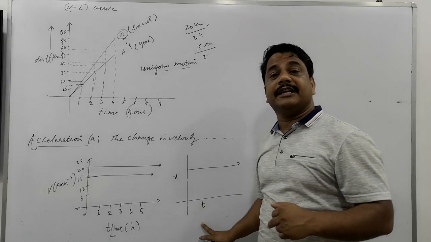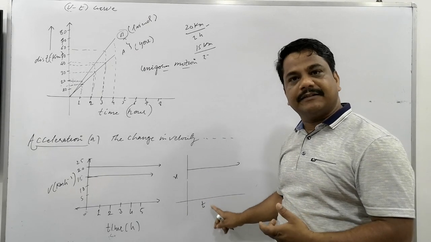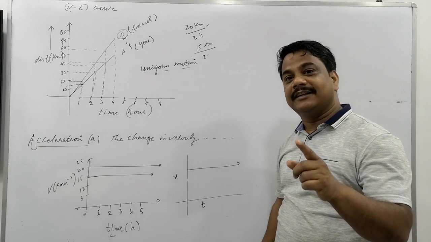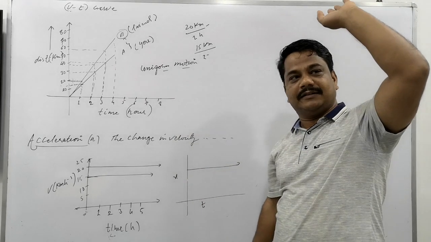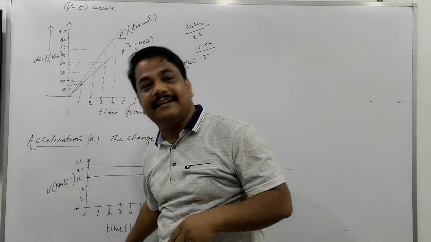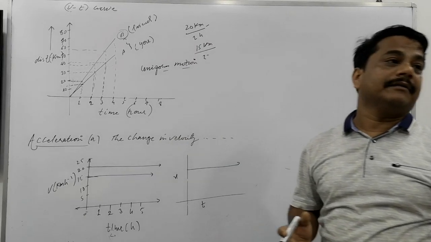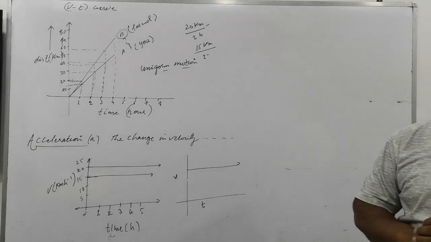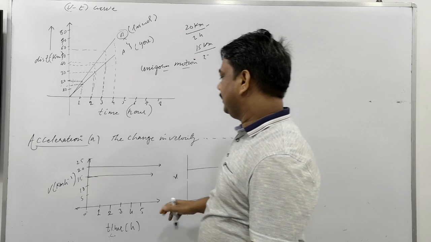If the xt curve is parallel to the time axis, then the object is at rest. There's a difference here. Sometimes students see parallel to the time axis and say at rest. But see what the variables are, between which variables we have drawn the curve. Is that clear? Yes.